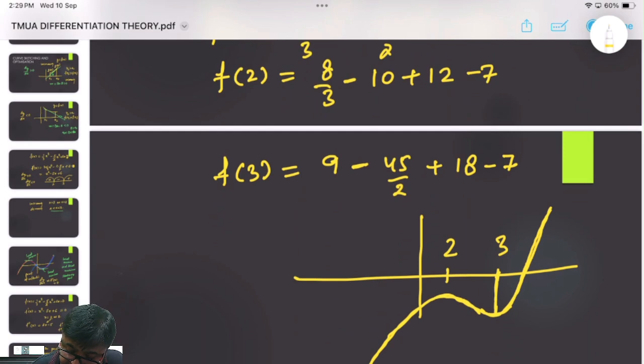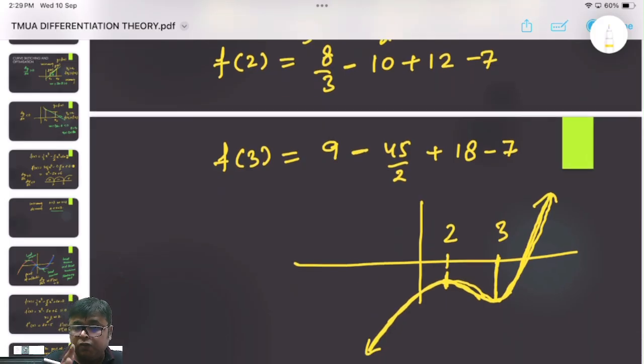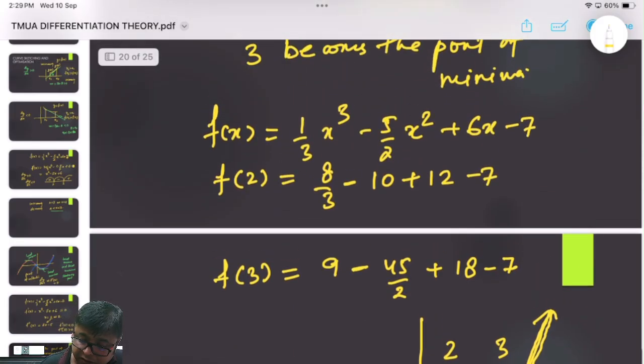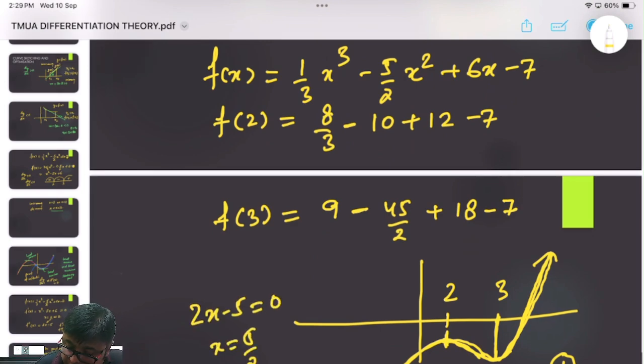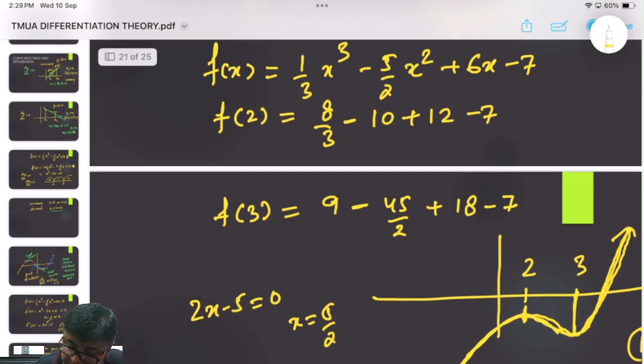The curve will be increasing from minus infinity to 2 and then from 3 to infinity, and it will be decreasing between 2 and 3, but the curve looks like this. So often in CAT we get questions, how many roots are there for this cubic equation? So the number of real roots for this cubic equation will only be 1, right? And also remember, if we put the second derivative, which was 2x minus 5, equal to 0, I get x equal to 5 by 2. 5 by 2 will be here, and that is 2.5.